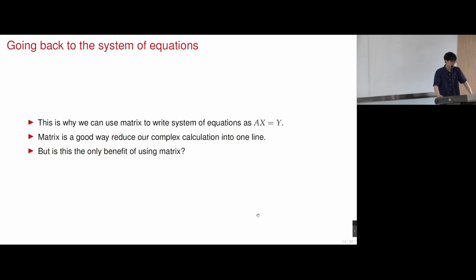So, going back to the system of equations. This is the reason for using matrix multiplication. That's why we can use it to write systems of equations like AX = Y. In a way, matrix is a good way to reduce our complex calculation into one line. That's why we use this. But is this the only benefit of using matrices? Are we using matrices just because it's convenient for calculating multiple equations? You can guess that's not going to be true, and we'll see how it goes.